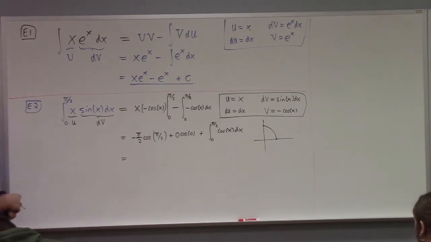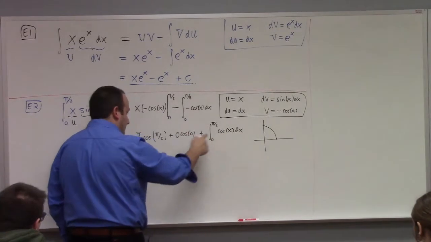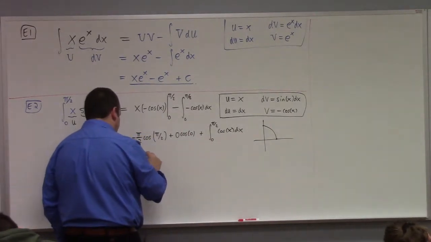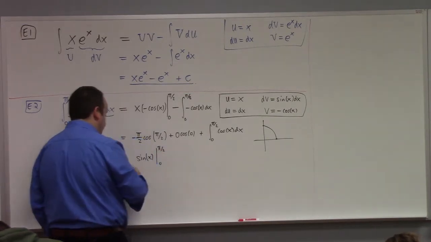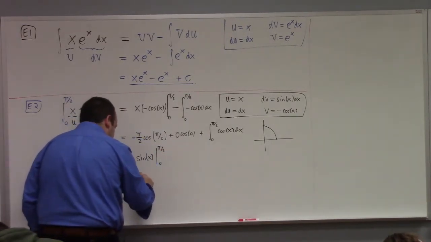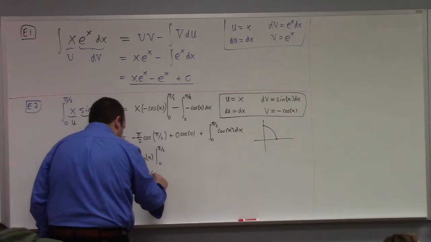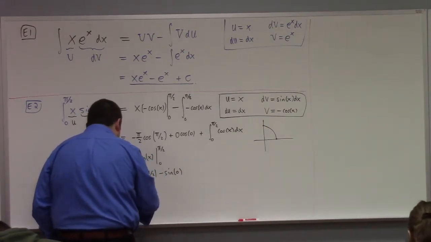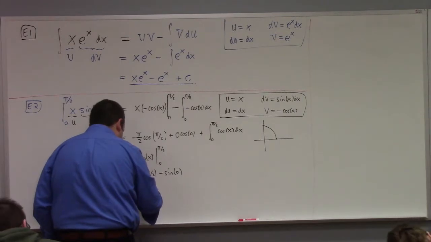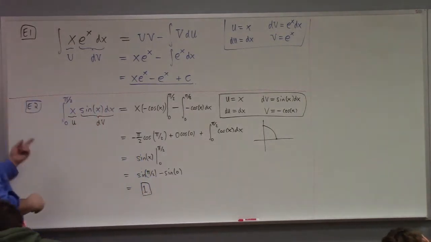Okay, let's calculate it. The antiderivative of cosine is sine, and we evaluate from 0 to pi over 2. Fundamental theorem of calculus, part 2, right? So that is the sine of pi over 2 minus the sine of 0, also known as 1. So this integral is 1.